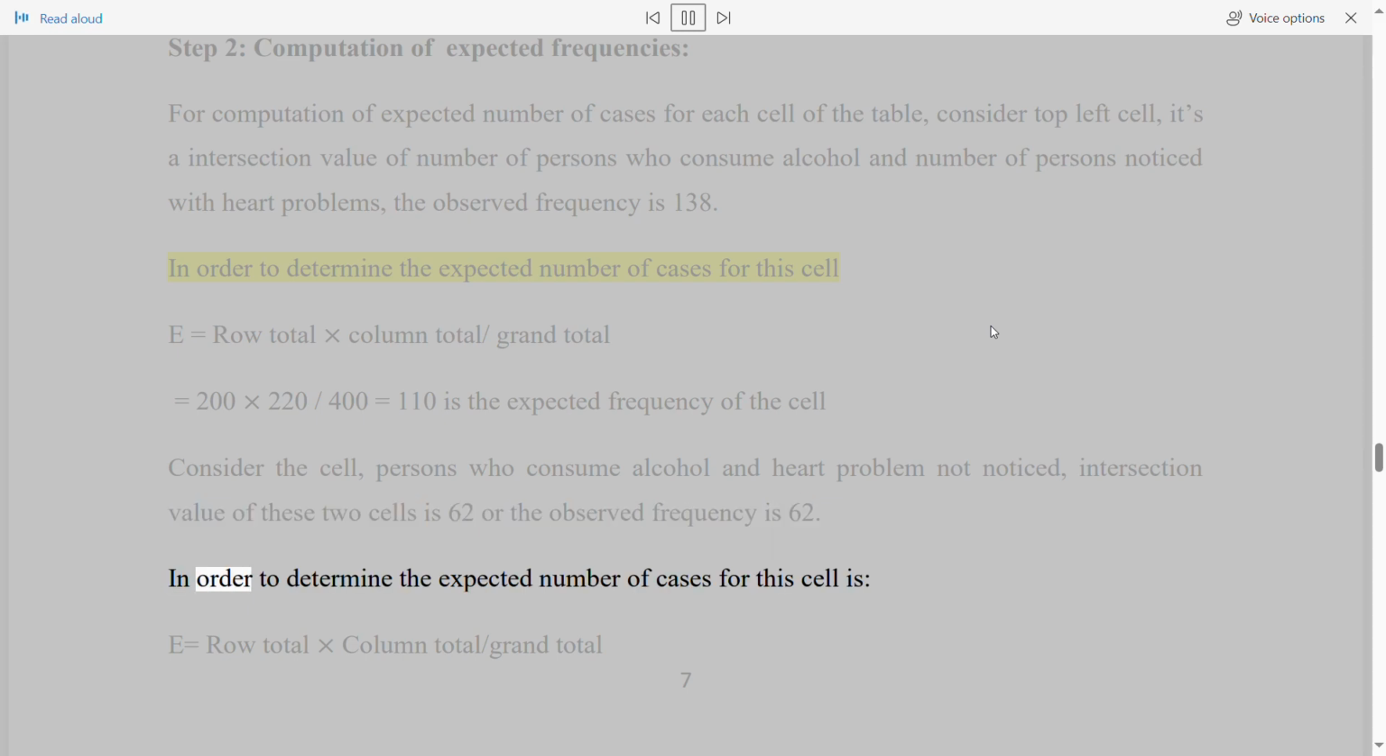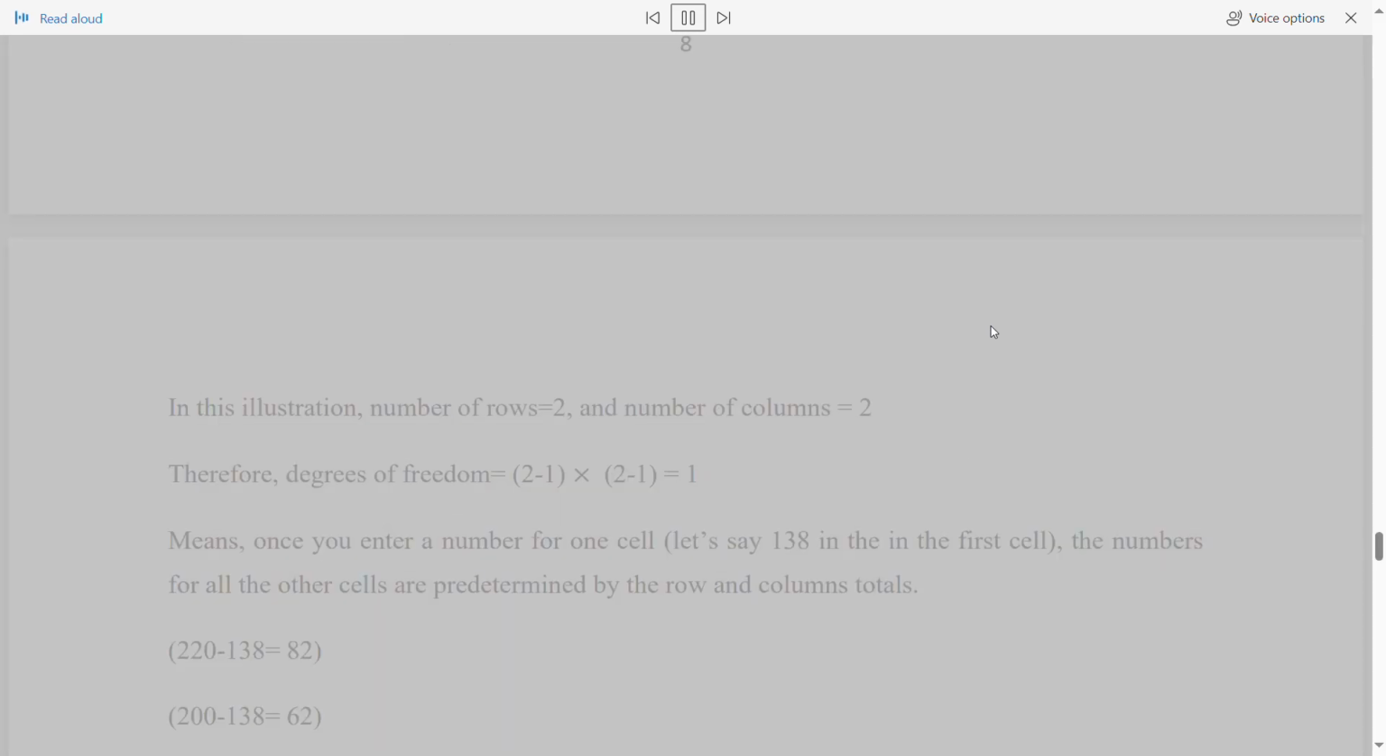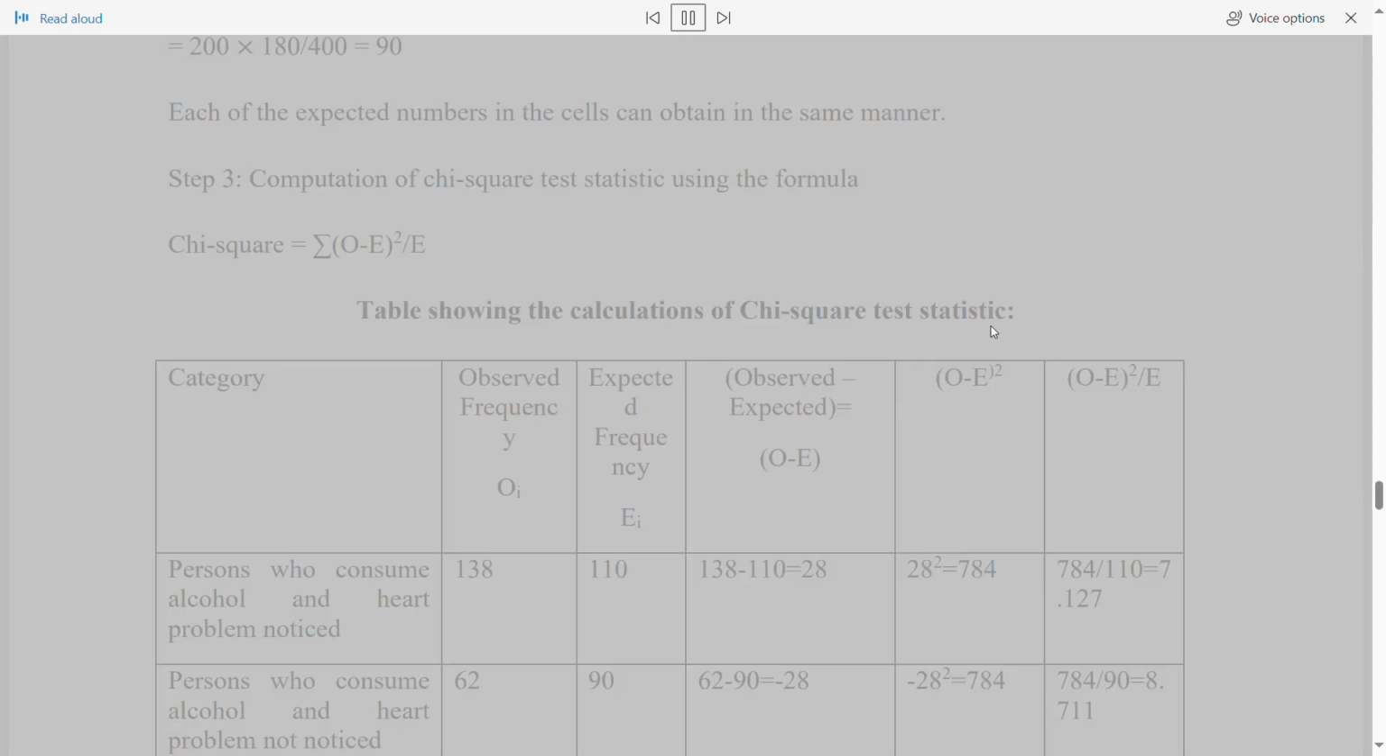In order to determine the expected number of cases for this cell, E is equal to row total times column total divided by grand total, which is 200 times 180 divided by 400, equals 90. Each of the expected numbers in the cells can be obtained in the same manner.